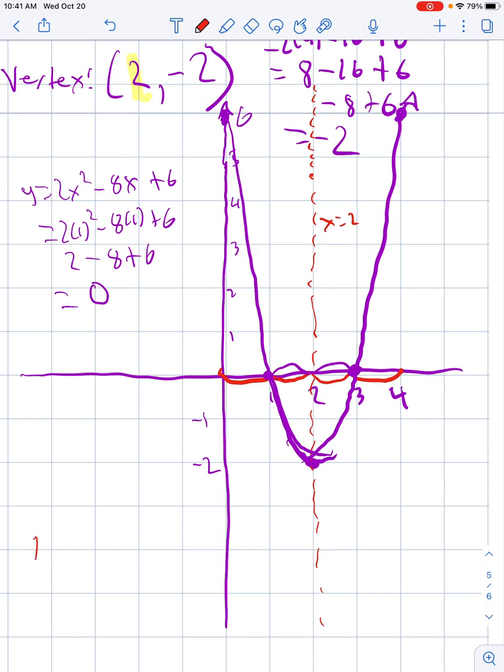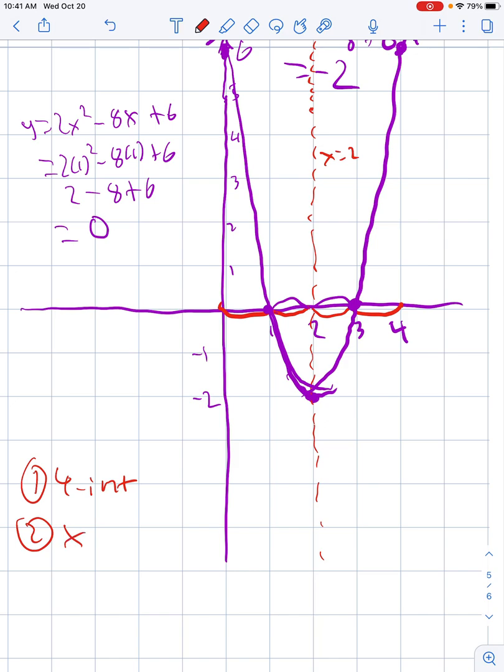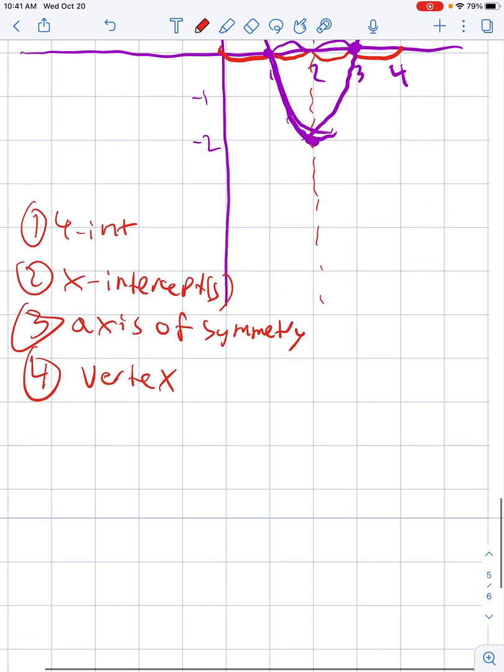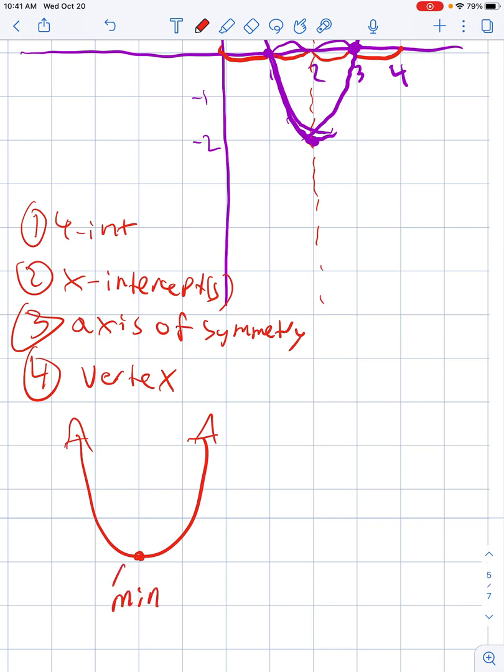So things that I would look for, the things you need to have: you need to have a y-intercept, x-intercepts, plural, an axis of symmetry, and a vertex. Again, a reminder for your vertex: if it opens up like this, the vertex is a minimum. And if it opens down like this, your vertex is a maximum.